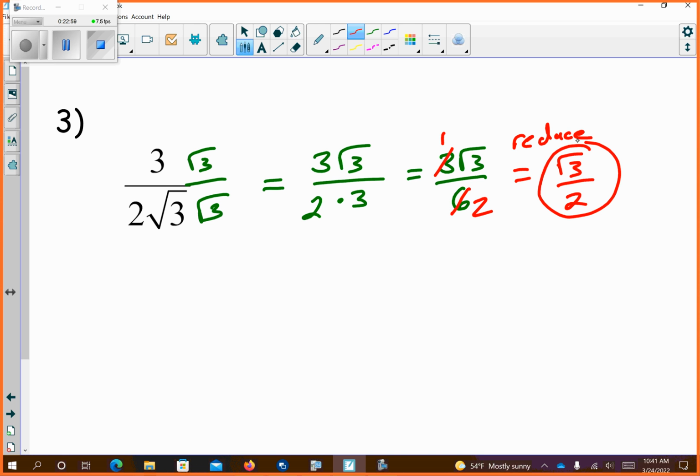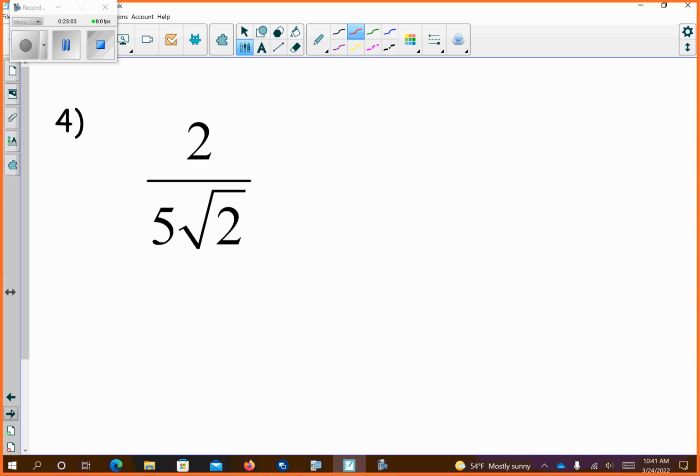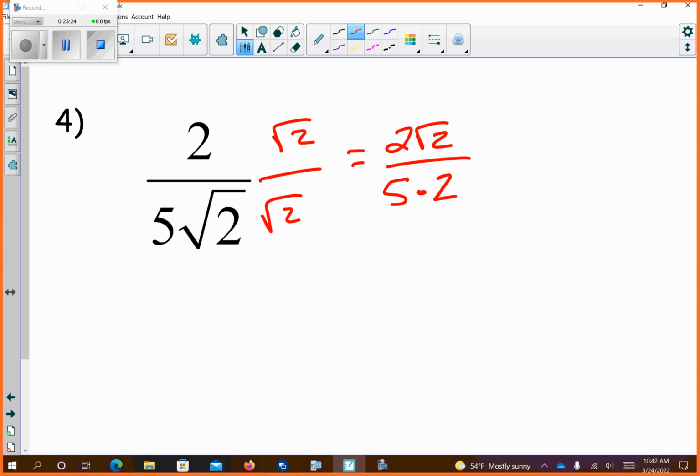Can we do the last one? We good? Number 4. Talk to me, friends. Yeah, top and bottom by root 2. I like it. Very good. So 2 times root 2 is 2 root 2. I have a 5 down there. Root 2 times root 2 is root 4, which is 2.